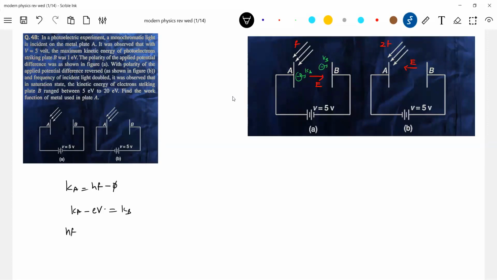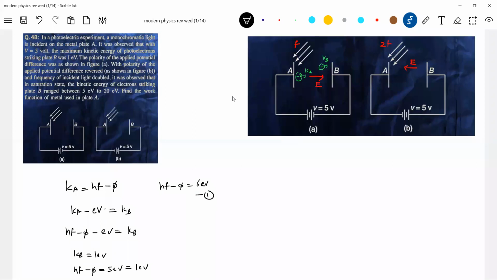What do we know? The maximum kinetic energy of electrons striking the plate B was, so we know Kb. Kb is how much? 1 electron volt. That is given for us. And E into V, so therefore HF minus work function, 5 electron volt, is equal to 1 electron volt. So therefore this will become equal to 6 electron volt. This is equation 1. Keep it here.